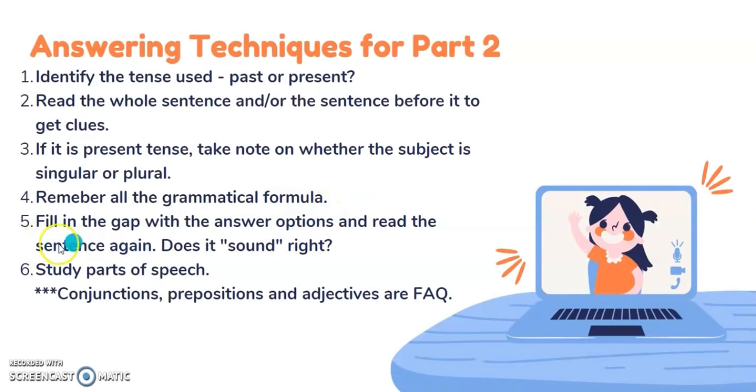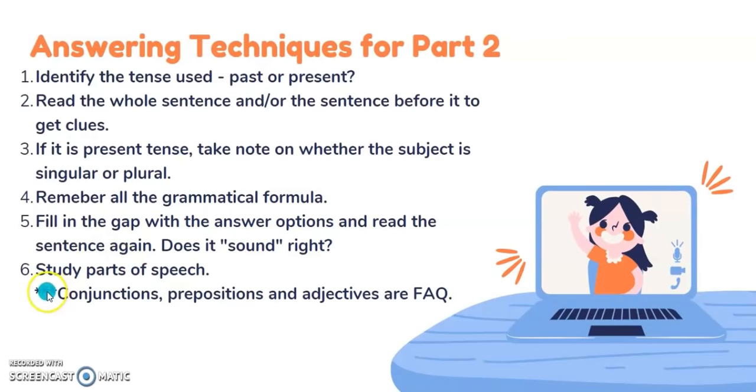Number 5, fill in the gap with the answer options and read the sentence again. Does it sound right? Sometimes the sound of the sentence really helps you, right? Especially when you're not very sure whether your answer is correct or not, you try to fill in the gap with all the answer options one by one and read the sentence again.